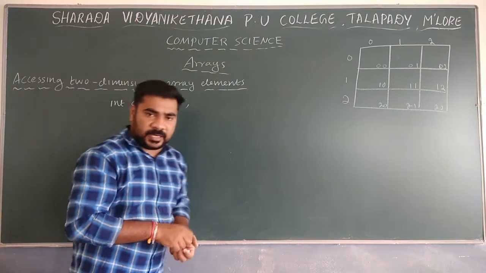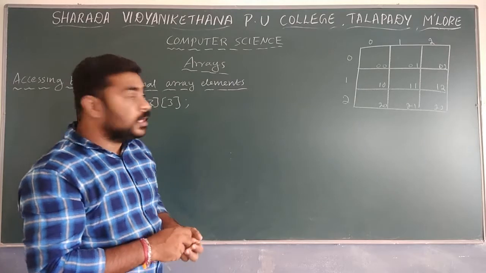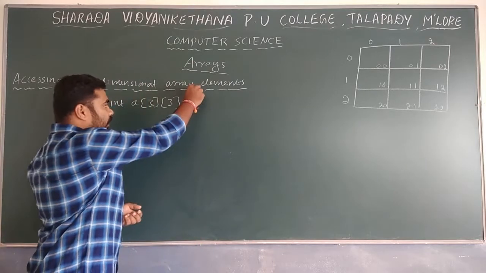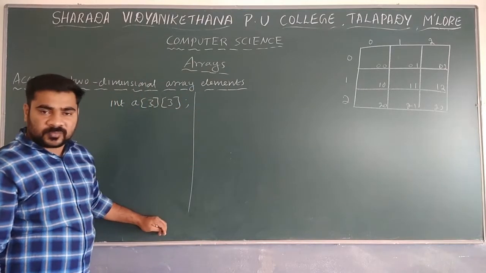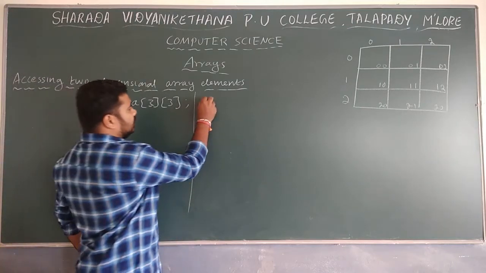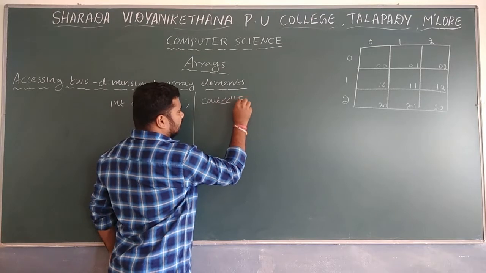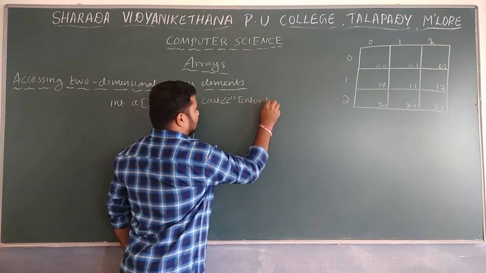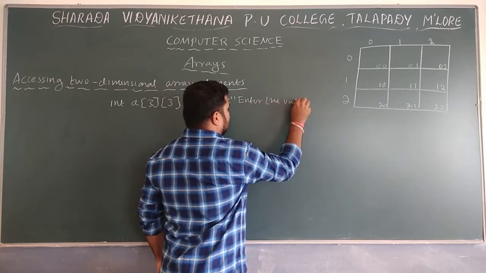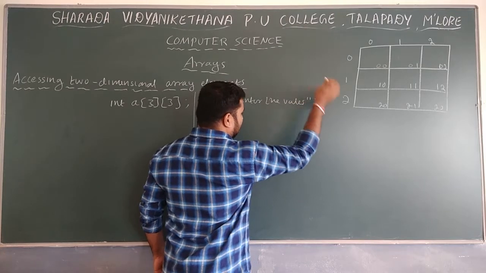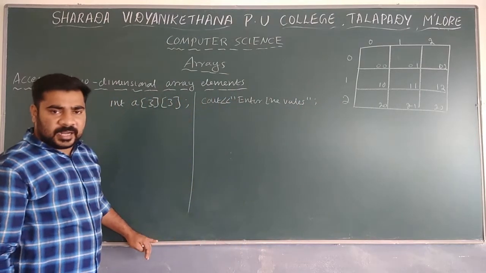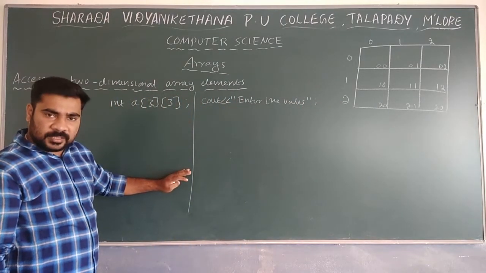So for this data, if you want to insert the values, I can just write cout, "Enter the values." We don't want to say 9 values, so we can write "enter 9 values" or "enter the values." Like that we can write it.